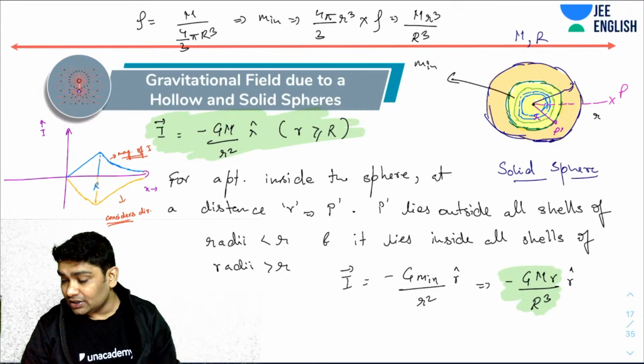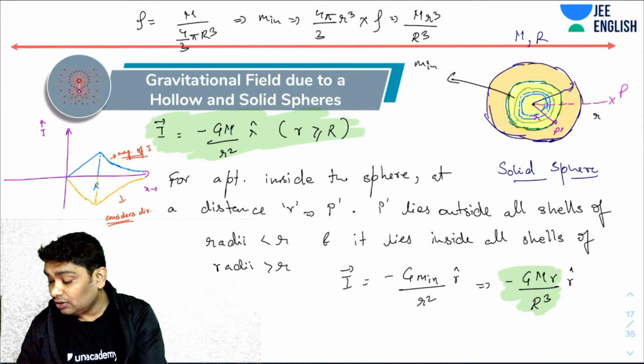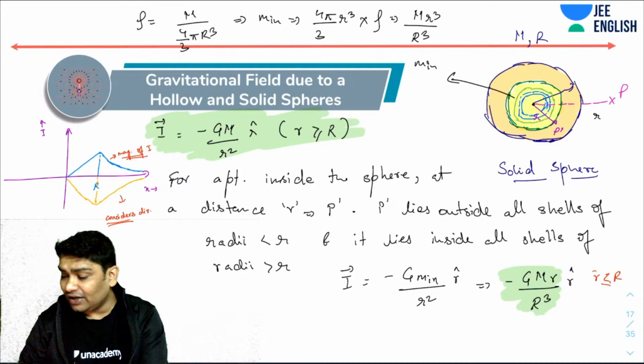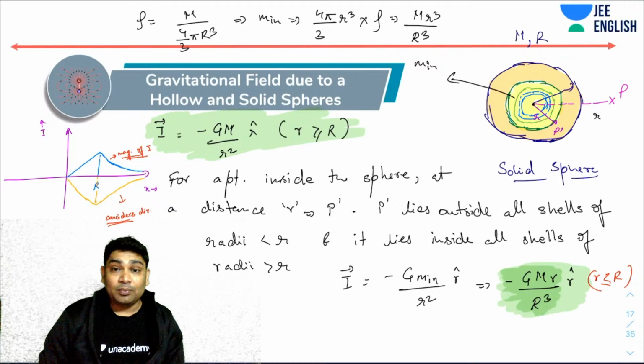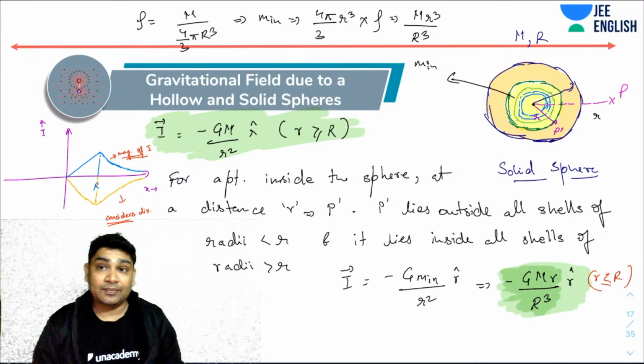And this result is of course valid for small r less than or equal to capital R. At small r equal to capital R, you will realize both these equations converge. Both these equations would have given you the same result at small r equal to capital R. Okay, so these are important results, do memorize these.